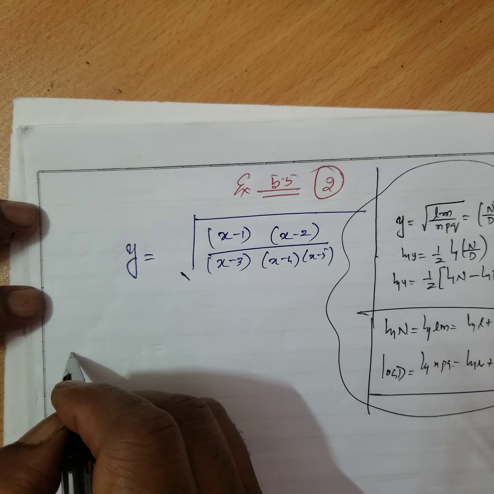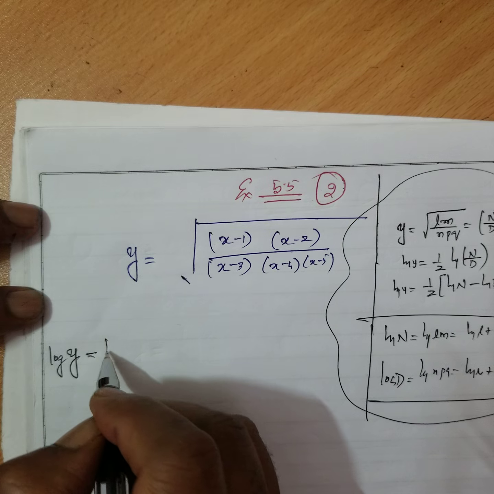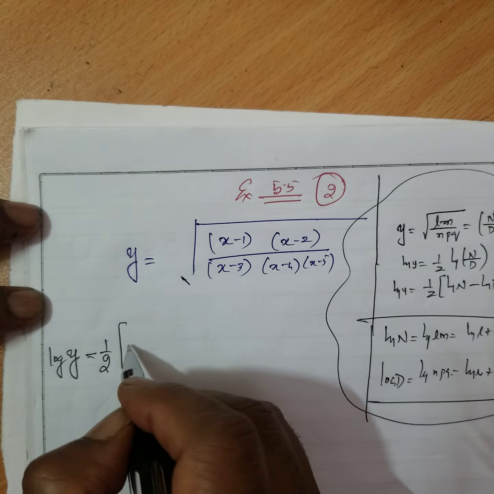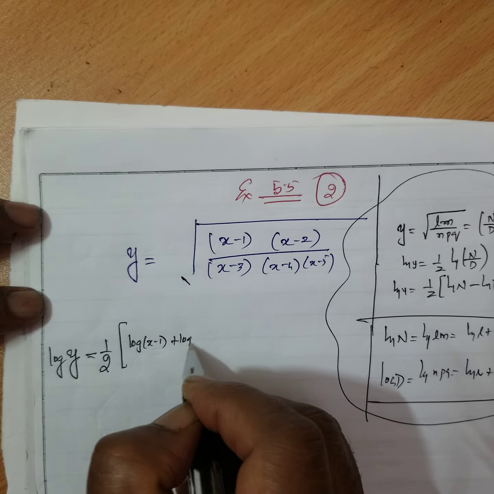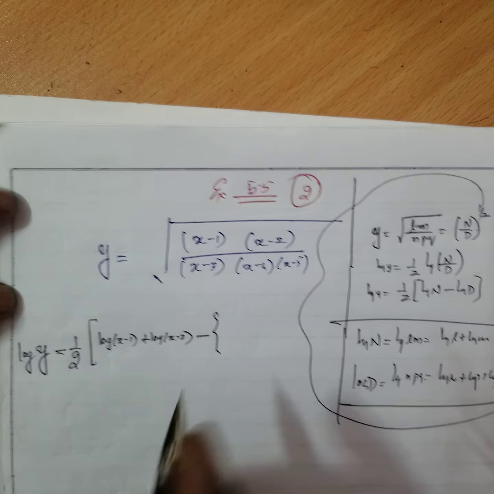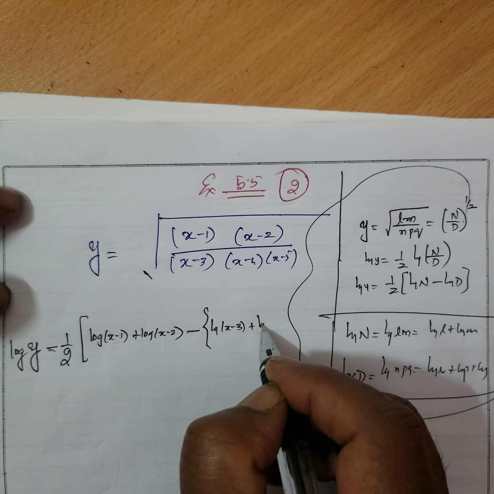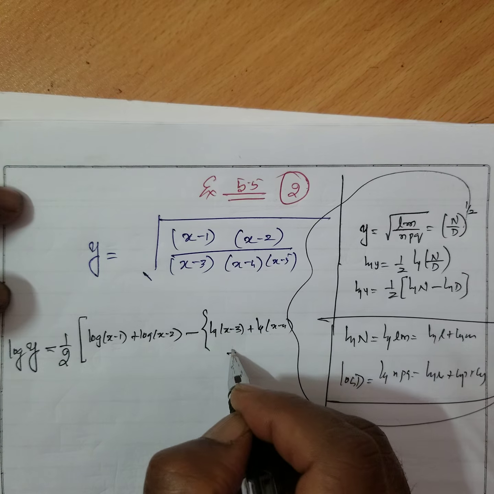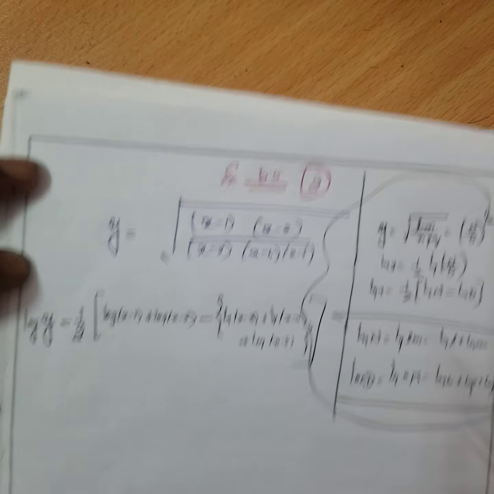In the examination, what you have to write? Log Y is equal to, first the numerator: log of x minus 1 plus log of x minus 2. This is the numerator. Minus, put a flower bracket: log of x minus 3 plus log of x minus 4 plus log of x minus 5. Put a square bracket.